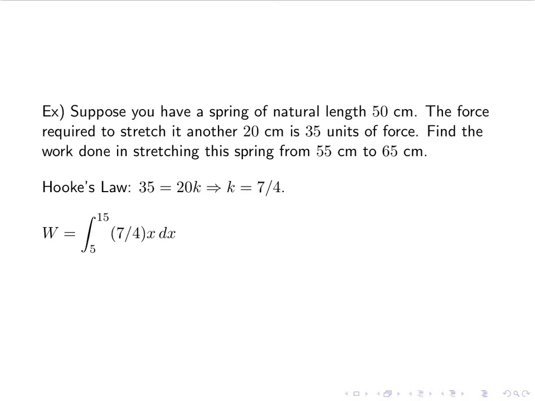Again, the work is going to be the integral from 5 to 15. From 50 to 55 is the 5, and from 50 to 65 is the 15. It's really important that you remember that x is the distance stretched and not the length of the spring. So we're integrating from 5 to 15 of 7/4 x dx. Again, we're just going to take our k divided by 2 and multiply by x squared. So we have 7/8 x squared from 5 to 15. And if you do that out, you should be getting 175, again, whatever the units of the work is.